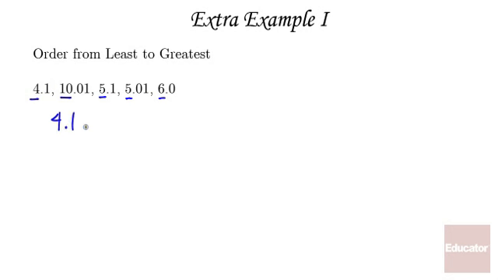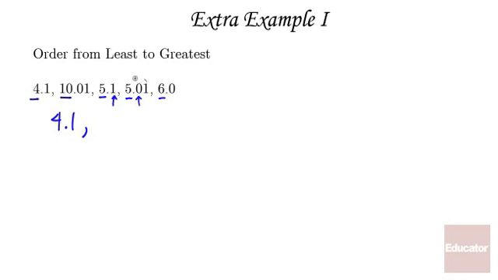Okay, that's the smallest. Then I have 5s. I have 2 decimal numbers with whole numbers of 5. So I have to compare these two now, because I know that these two numbers are going to go next. So since they have the same whole number, I'm going to look at the next value. This one is 1 and this one is 0. So I know that 5.1 is bigger than 5.01.